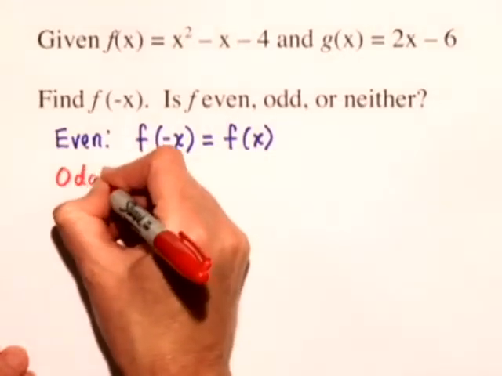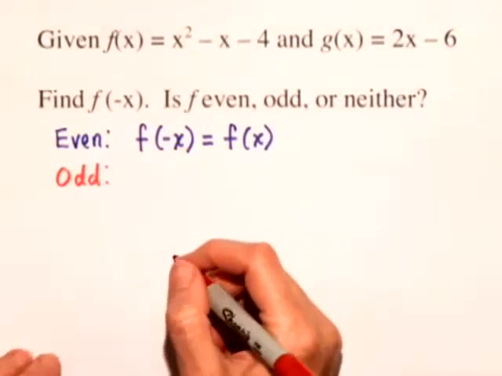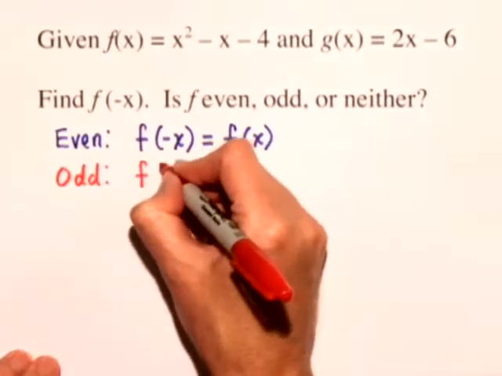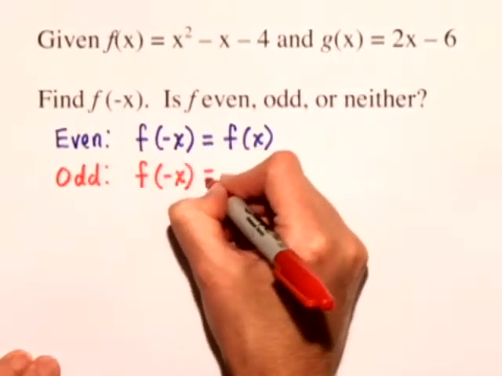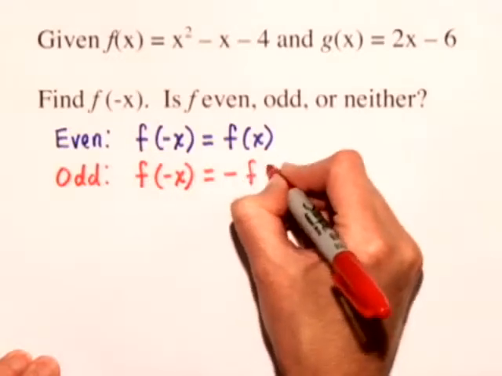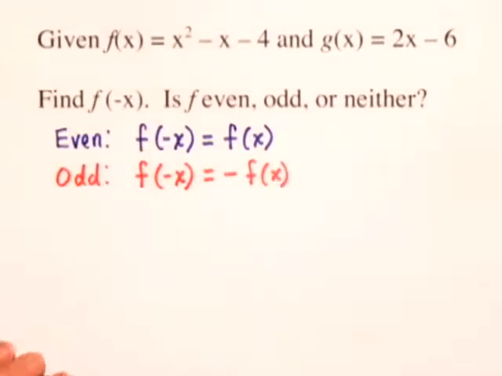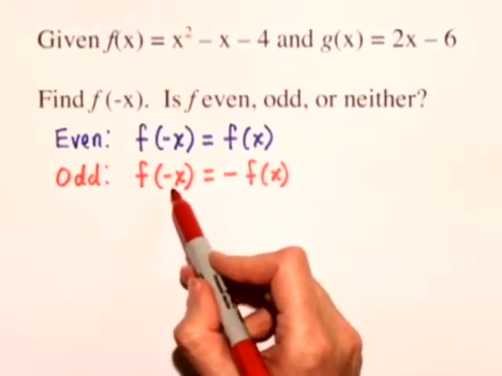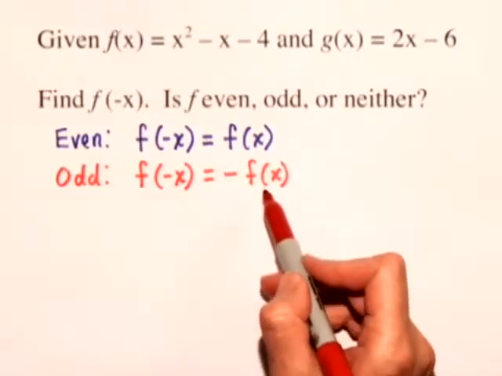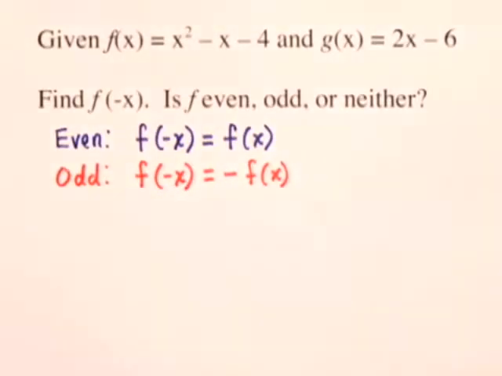For odd functions, an odd function has the property that f of negative x is equal to negative f of x. In other words, if we substitute negative x into the original function, we get the exact opposite function. Then it would be an odd function. So let's test this in our function that's given.